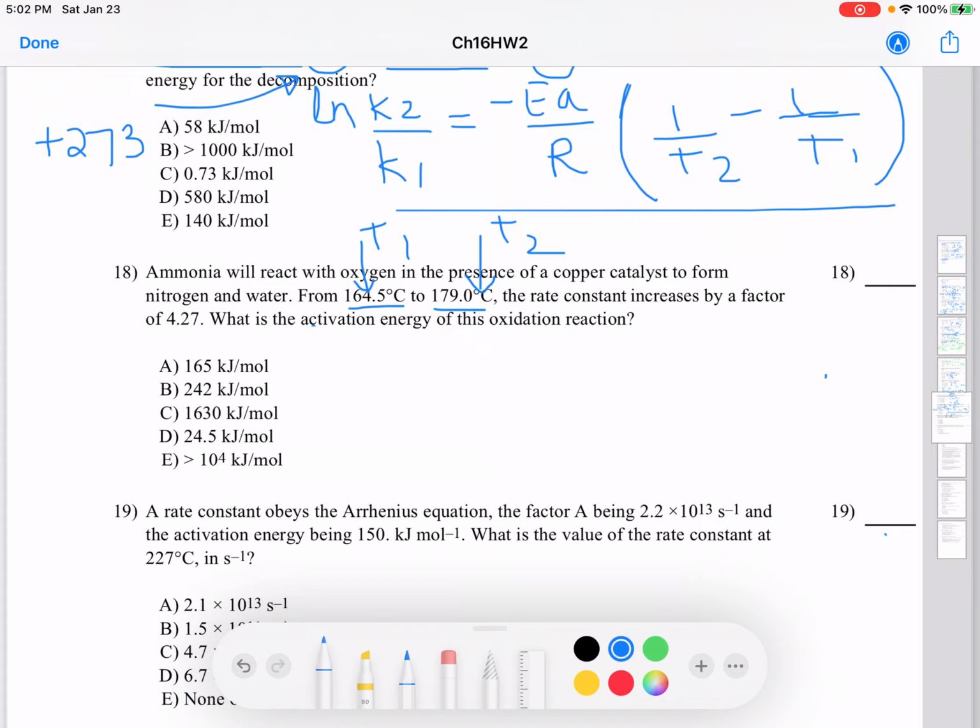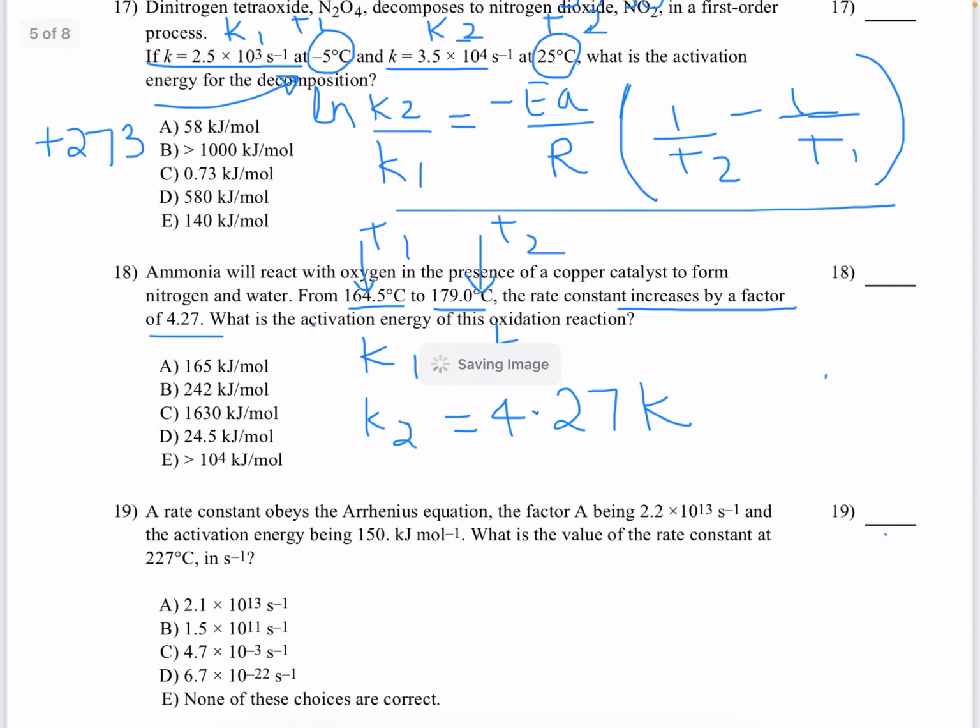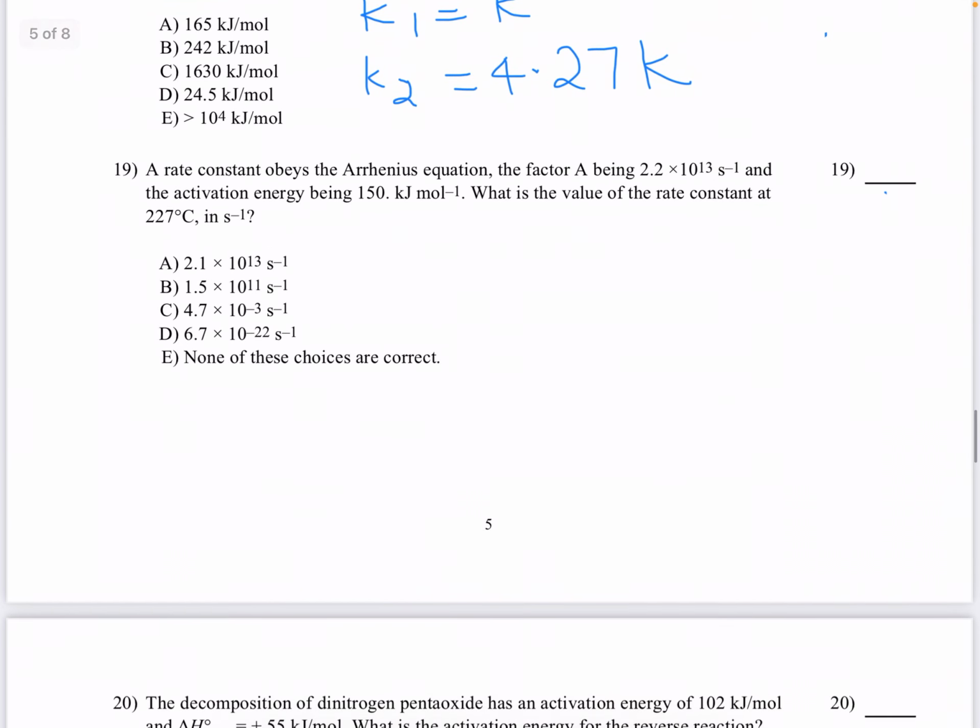Rate constant increased by a factor of 4.27. So what that means is, if we say K1, we give K1 going to be your rate constant K. So the second rate constant had increased by a factor of 4.27. So K2 can be considered as 4.27 K. Okay, and with that we can go ahead and do the calculation.